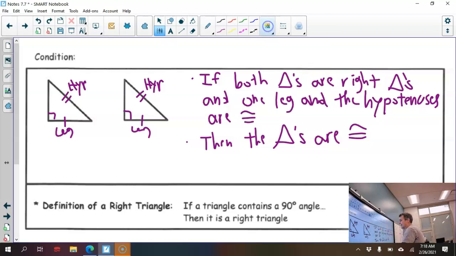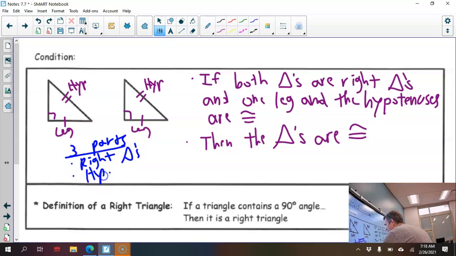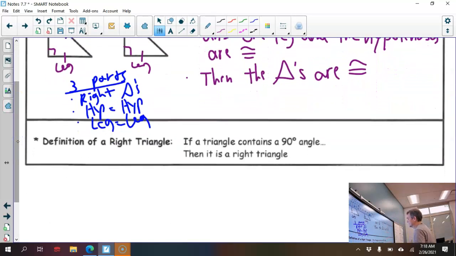And I want to point out again, this still requires 3 parts. Although it's not really parts, you have to have right triangles, and you have to have hypotenuse equal hypotenuse, and leg equal leg. So there are 3 things, again, that have to be true for this to work. And you can see here I've thrown in the definition of a right triangle in case you need to use it in a proof. If a triangle contains a 90-degree angle, then it is a right triangle, right? You'll need that probably on your homework at some point.